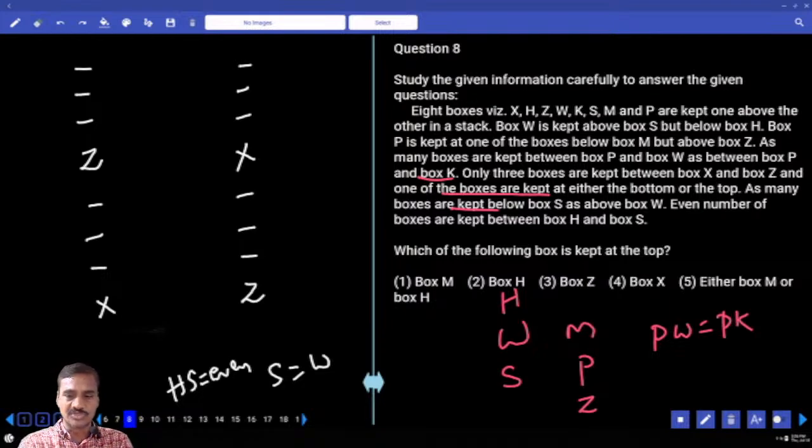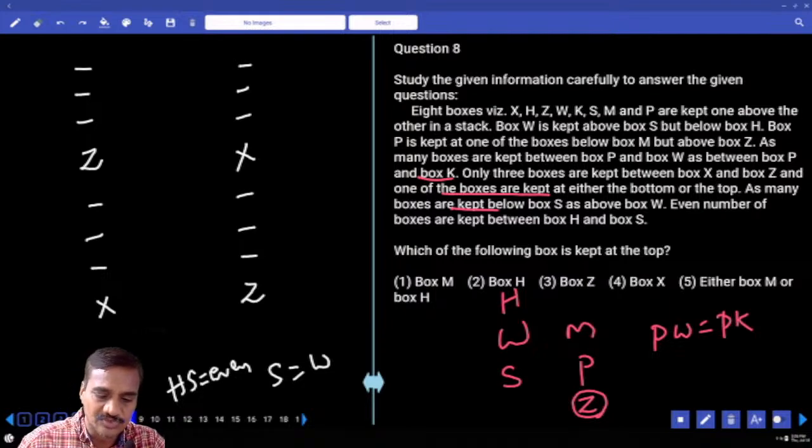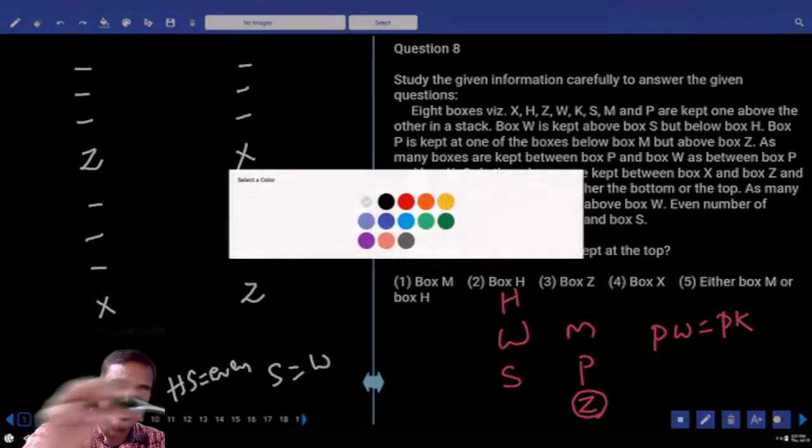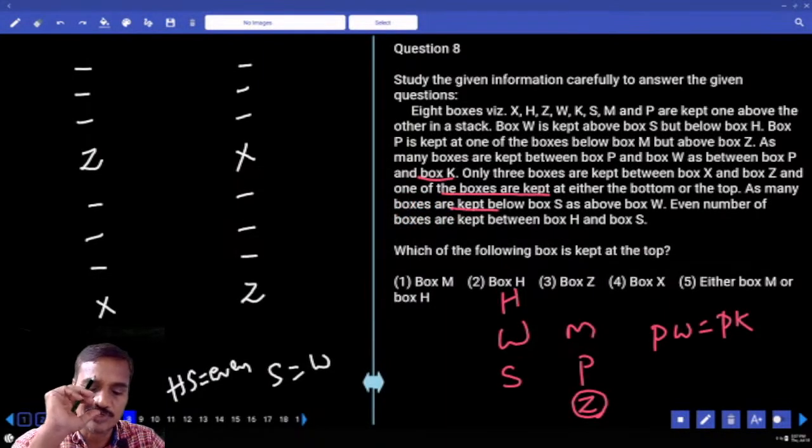Then in this case, I'm going to start. Z is here, and as Z is at this place, we started Z from here. M and P must be before Z, isn't it? Now H, W and S. And H, W and S. Now P, W and P and K, P must be in between W and K, it said. Right? And P is exactly between W and K. As P is exactly between W and K, what are the possibilities we have?